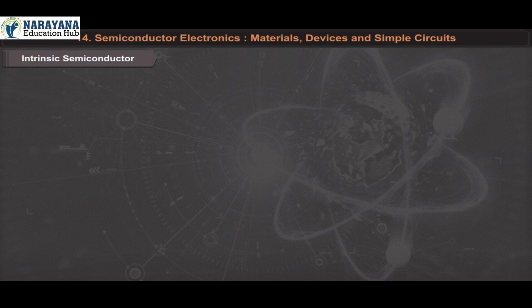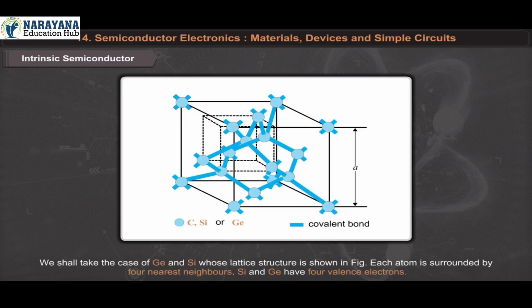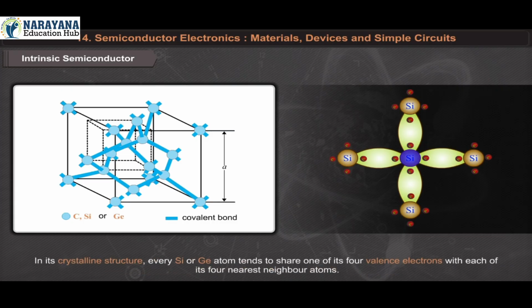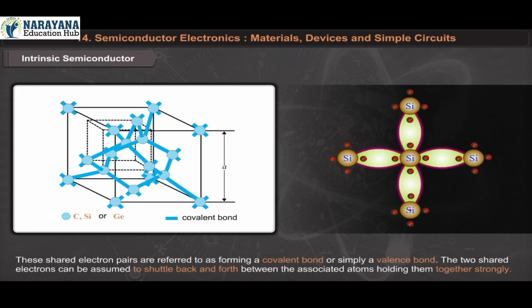Intrinsic semiconductor. We shall take the case of germanium and silicon, whose lattice structure is shown in the figure. Each atom is surrounded by 4 nearest neighbors. Silicon and germanium have 4 valence electrons. In its crystalline structure, every silicon or germanium atom tends to share one of its 4 valence electrons with each of its 4 nearest neighbor atoms. These shared electron pairs are referred to as forming a covalent bond or simply a valence bond.